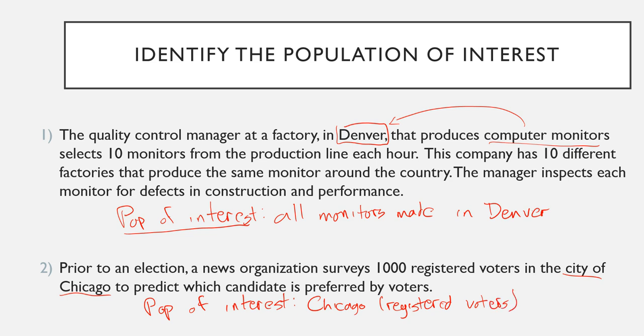They couldn't say anything about, you know, students under the age of 18 that aren't registered, which could be a big chunk of people in Chicago. So the only thing that this sample could really tell us about is the population they pulled it from, which was registered voters in Chicago.